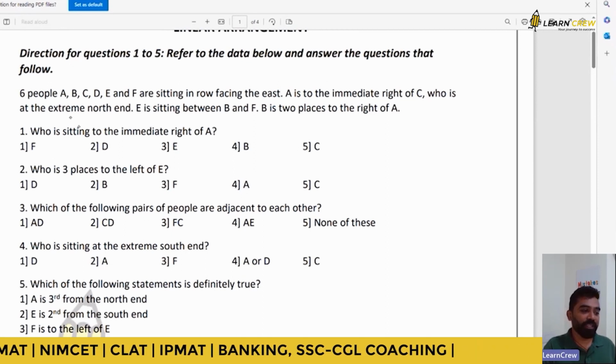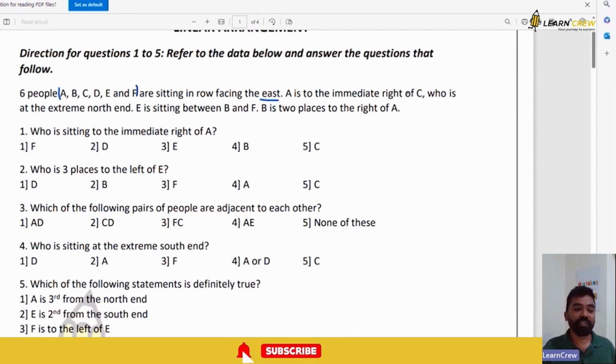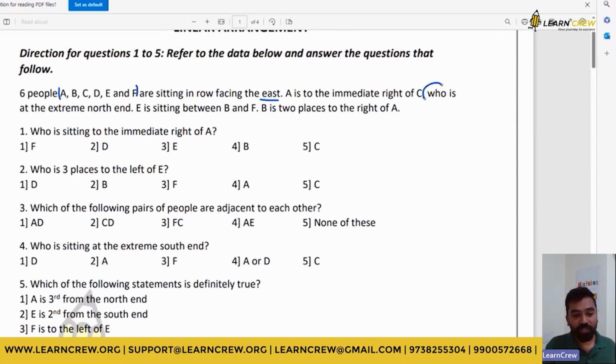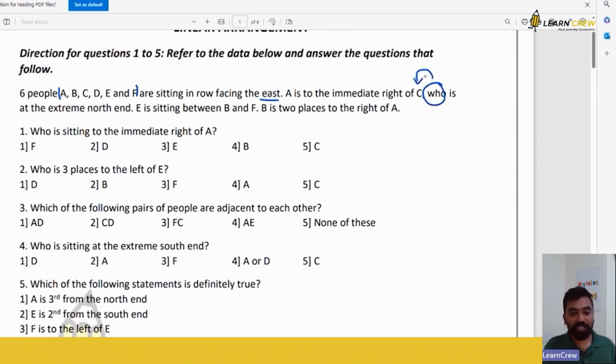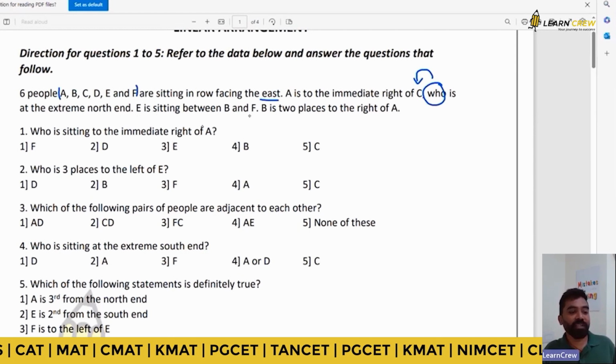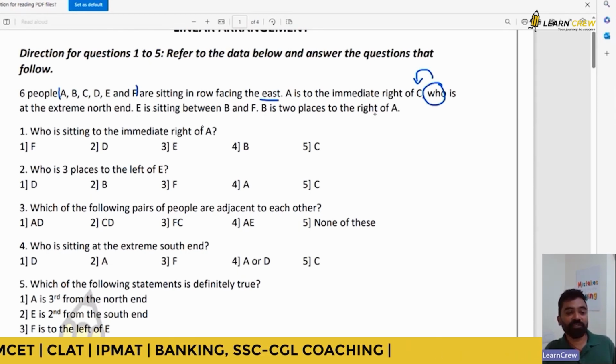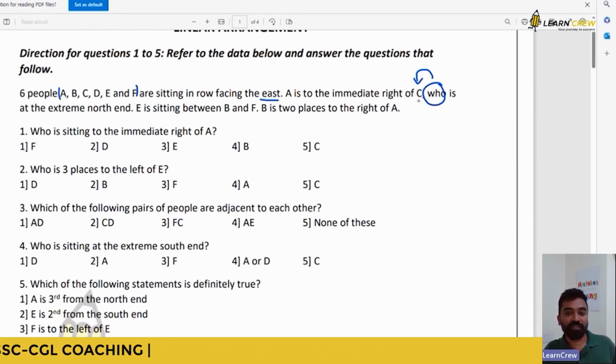There are 6 people A, B, C, D, E, and F sitting in a row facing east. Then is it the normal direction or is it opposite? Normal direction. A is to the immediate right of C, who is at the extreme north end. E is sitting between B and F. B is 2 places to the right of A.